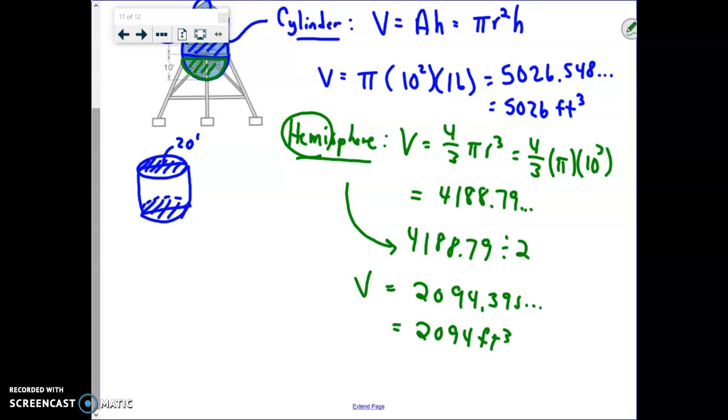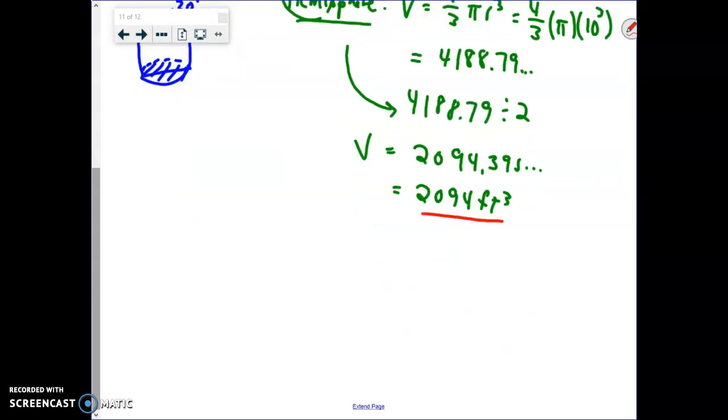Okay? So, what do we do now to find the total volume? We just add those two numbers together. To find the total volume, we're going to take this number and add it to this number. So, total volume is equal to 5,026, the volume of the cylinder, plus 2,094, which is the volume of half the sphere, the hemisphere. And we get 7,120 cubic feet.